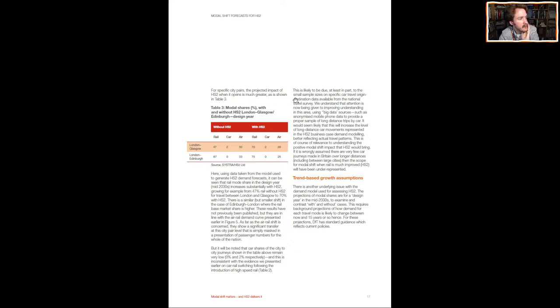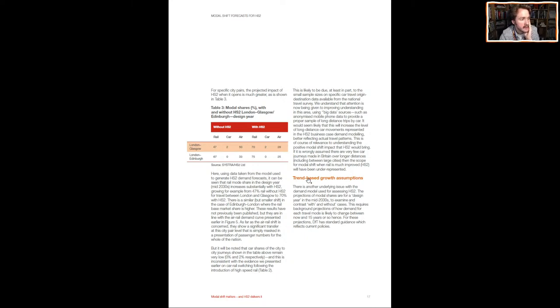For specific city pairs, the projected impact of HS2 when it opens is much greater, shown in Table 3. So this is showing mode shares with and without HS2. HS2 enables mode share between London and Glasgow to jump from about 50% to 70%, taking air down from half to almost a quarter. London to Edinburgh's mode share is already very good, actually. Air is dropping out. Car is quite low already, so the benefit on the East Coast Main Line is not great. That's because the LNER service is a very popular service. It's pretty fast, 4.5 hours. So lots of extra data there.